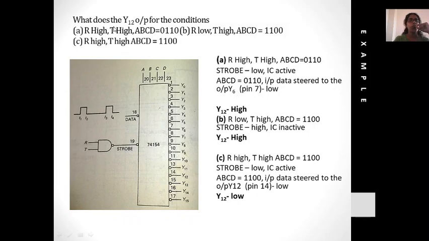Question: what does the Y12 output give for the conditions: A, R high, T high, ABCD 0, 1, 1, 0; B, R low, T high, ABCD 1, 1, 0, 0; C, R high, T high, ABCD 1, 1, 0, 0. It's a very interesting question. You can see the IC 74154 logic diagram. What are the R and T? Yes, there is a twist.